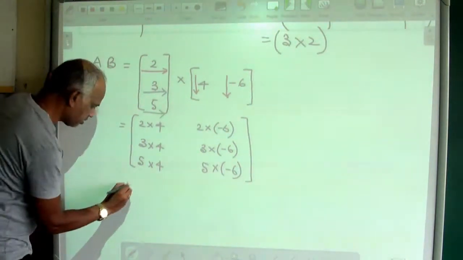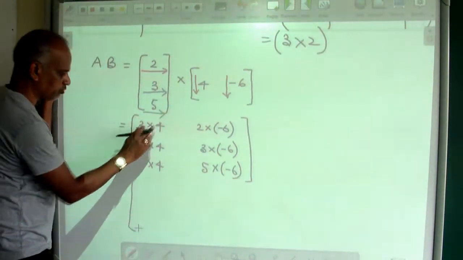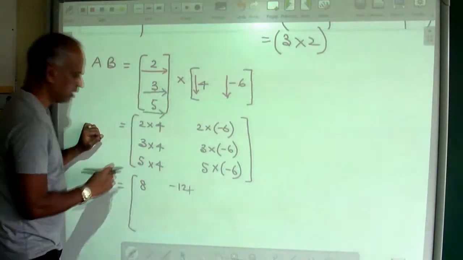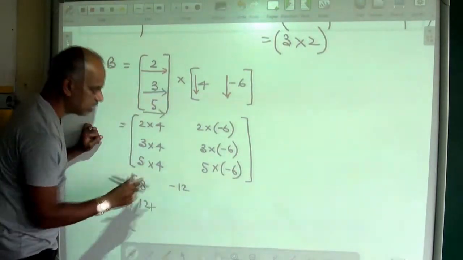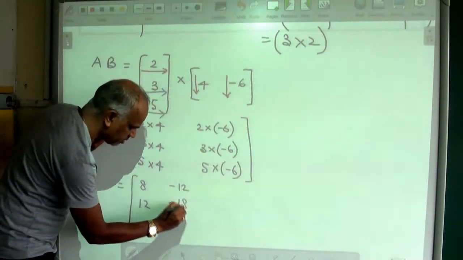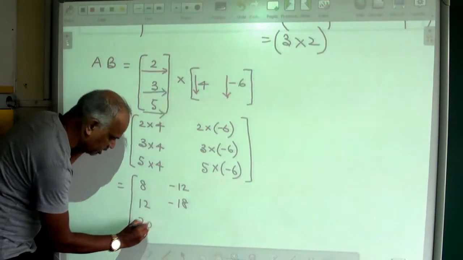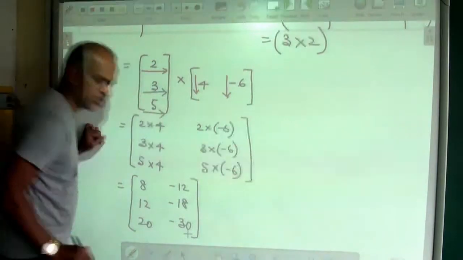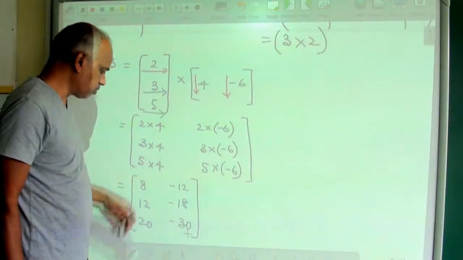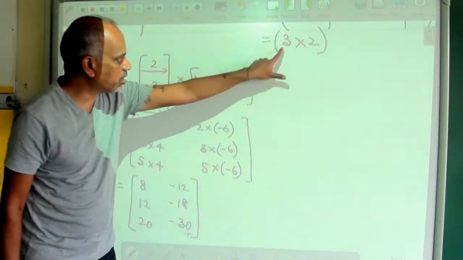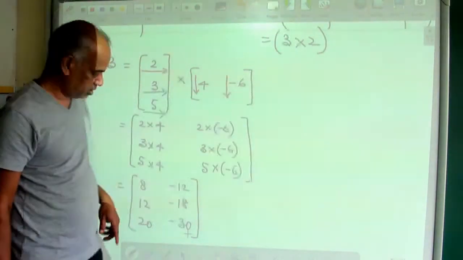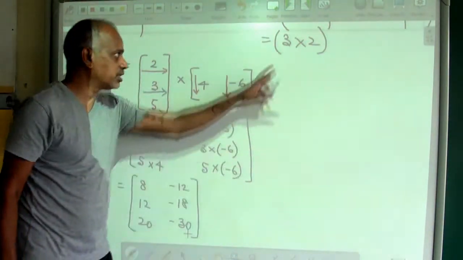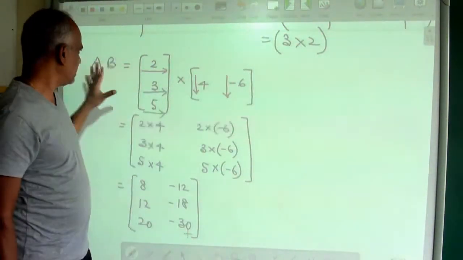So let's write down the answer. That's 2 into 4, that's 8. 2 into minus 6 is minus 12. 3 into 4 is 12. 3 into minus 6 is minus 18. 5 into 4 is 20. And 5 into minus 6 is minus 30. This will be the resultant matrix. As I told you, the resultant matrix must be of this order. It should have 3 rows and 2 columns. 1, 2, 3 rows and 2 columns. That is AB.